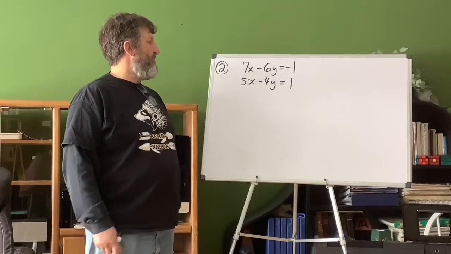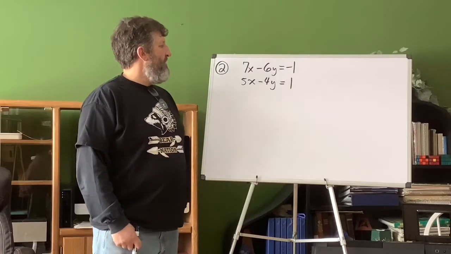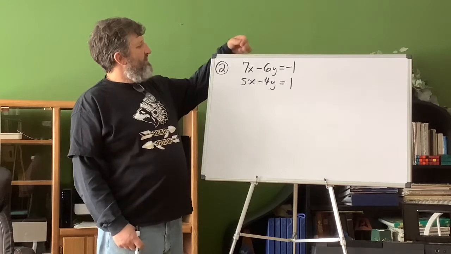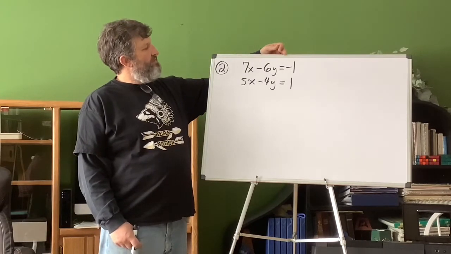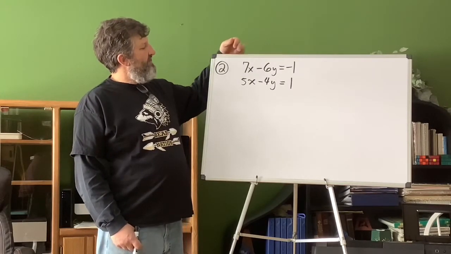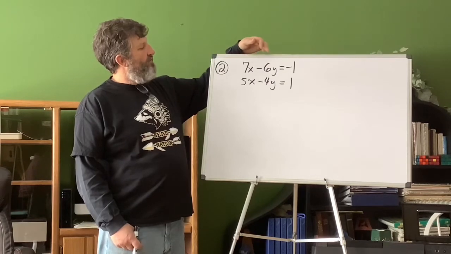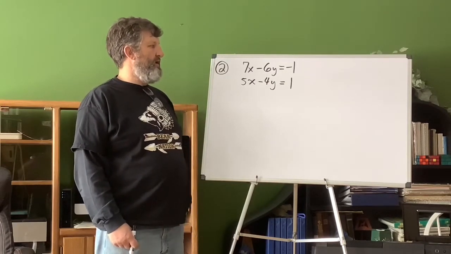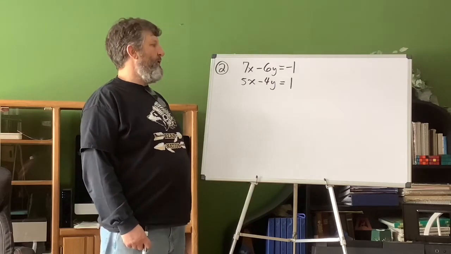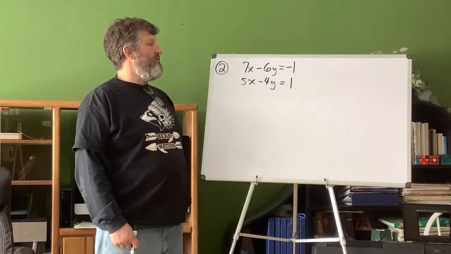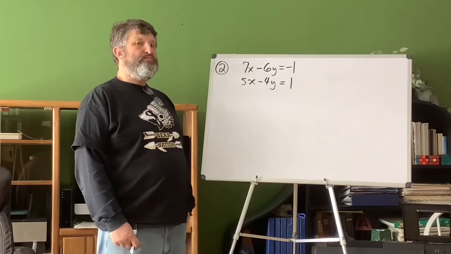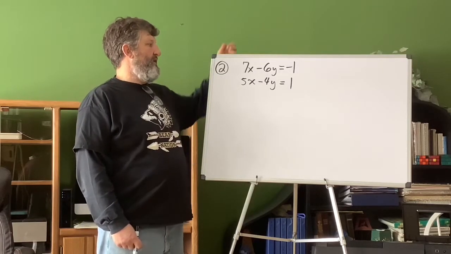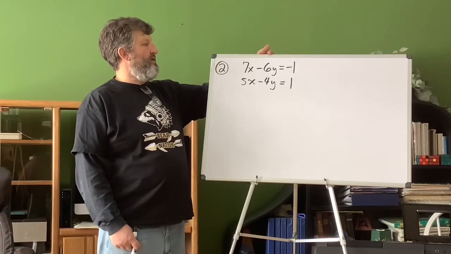Okay, so here we go. Example number 2. 7x minus 6y equals negative 1. 5x minus 4y equals 1. If you need to push pause and get that written down, that's fine. All right, now here we go. In the previous problem, I said that I eliminated the x's. Well, in this case, I'm going to eliminate the y's.